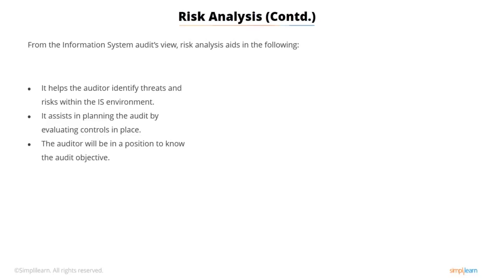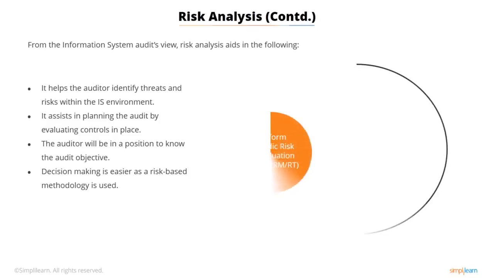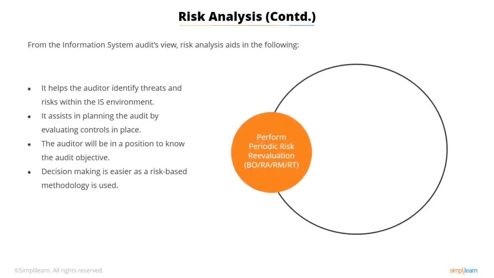You're basically testing to see if the controls in place appropriately and adequately mitigate the threats and risks you've identified. This makes decision making a much easier process when you're using a risk-based methodology. Now on the right-hand side of the screen you see several steps. These occur initially in a linear fashion for our initial audit, but then on an ongoing basis.